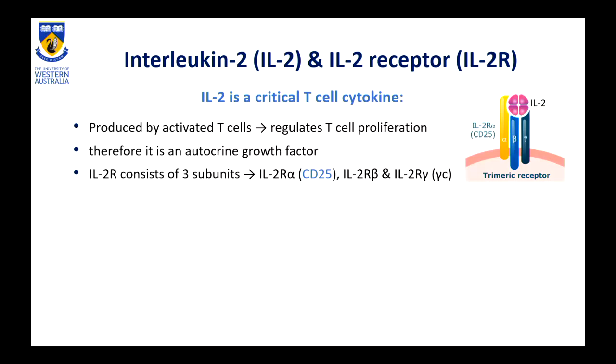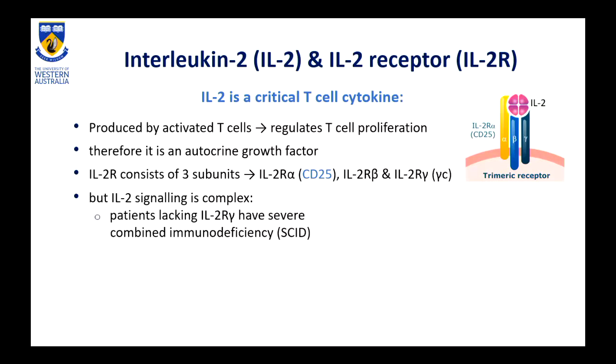And this just shows what the trimeric receptor looks like. There's IL-2 binding to it. But IL-2 signaling is very complex. I'm not going to go into IL-2 signaling other than for you to know that it's a complicated system and involves lots of different components. But patients lacking the IL-2 receptor gamma, for example, have what is called severe combined immunodeficiency syndrome, or SCID. So effectively, they have no immune response.